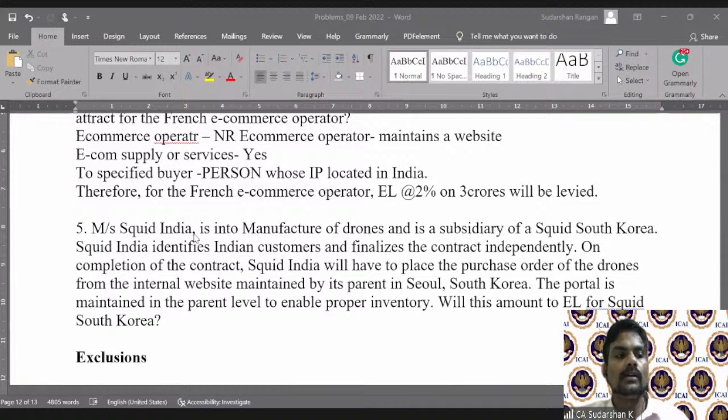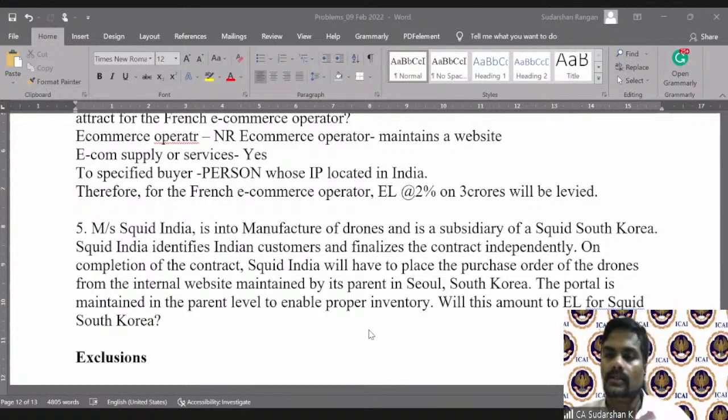Squid India is into manufacture of drones and is a subsidiary of Squid South Korea. Squid India identifies Indian customers and finalizes the contract independently. So it's a subsidiary which finds customers in India and finalizes the contract. On completion of the contract, Squid India will have to place the purchase order of the drones from the internal website maintained by its parent in South Korea. The portal is maintained at the parent level to enable proper inventory records. Will this amount to equalization levy for Squid South Korea?